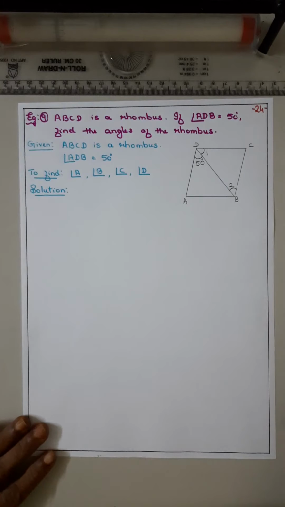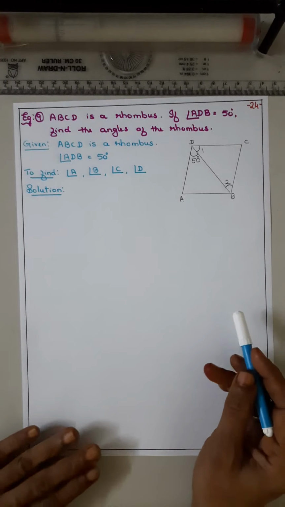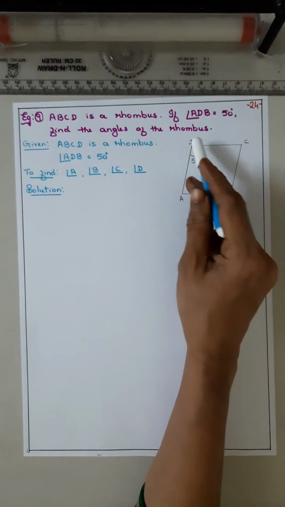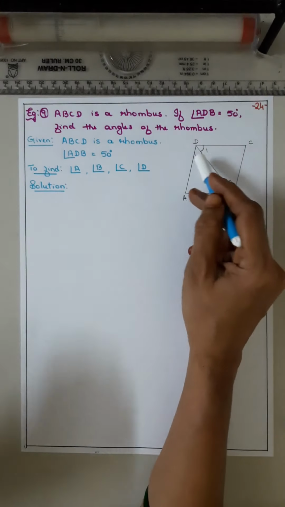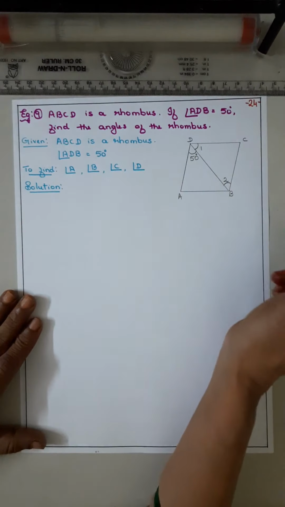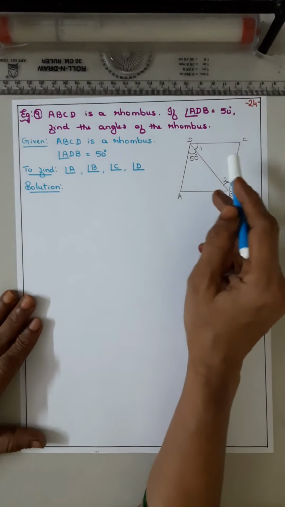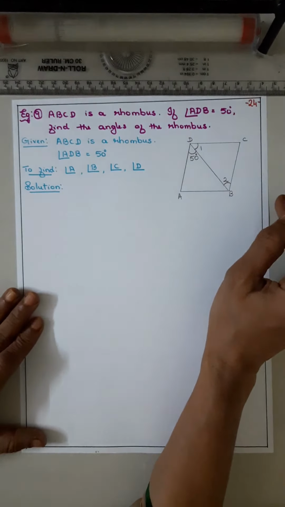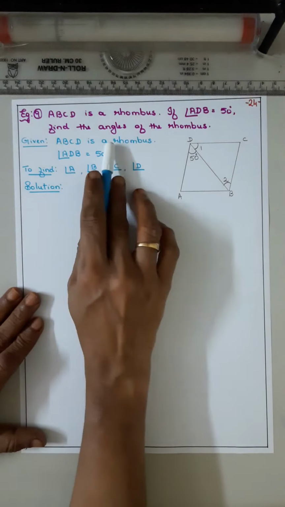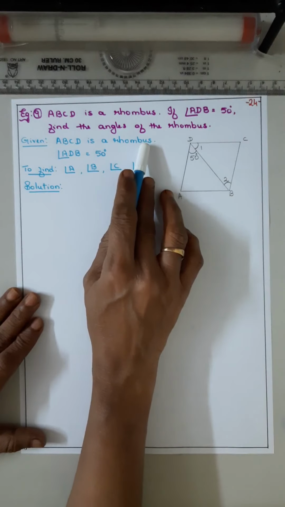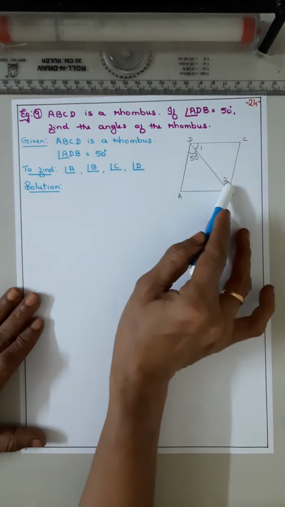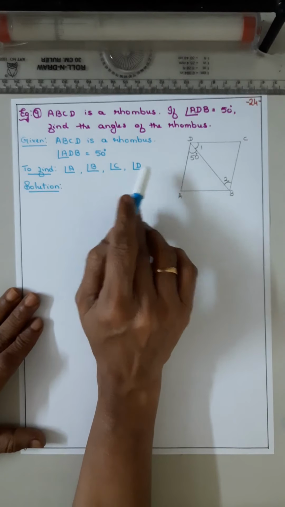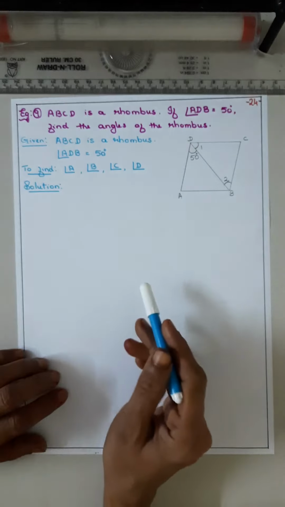ABCD is a rhombus, and if one angle, this ADB, is 50 degrees, find the angles of the rhombus. Angles means angle A, B, C, D, all the corner angles. Given ABCD is a rhombus, then angle ADB is equal to 50 degrees. To find angle A, angle B, angle C, angle D.